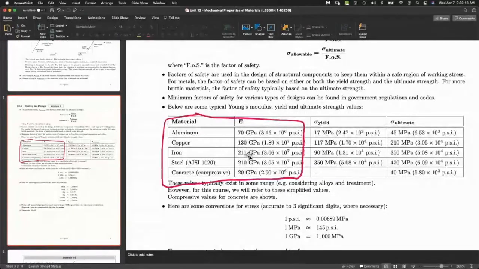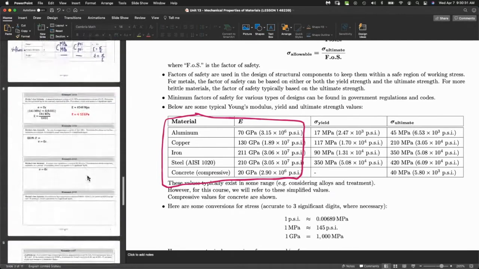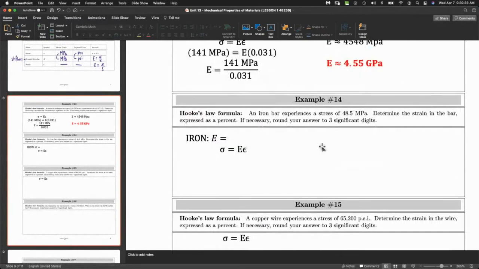Here's iron. See, 211 GPa, but there's also psi. So why did Jai pick the GPa one? Why did Jai pick gigapascals? Because the question was in the metric system. If you go back to the question, it was megapascals. So that's a metric quantity.